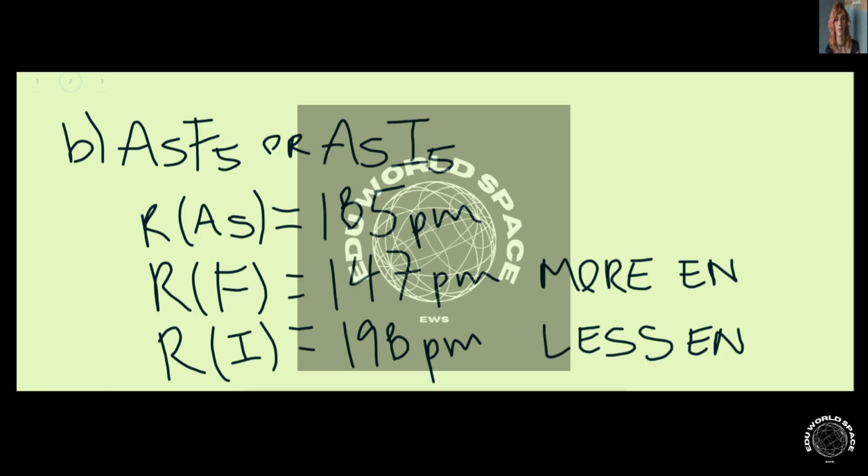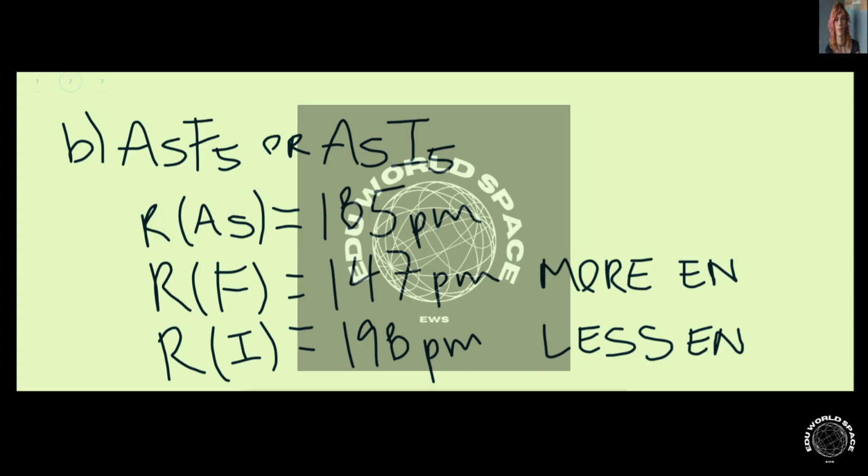In B, we have AsF5 or AsI5. So one difference between AsF5 and AsI5 is that fluorine is more electronegative than iodine. So the bonds between arsenic and fluorine will be stronger than the bonds between the arsenic and iodine.